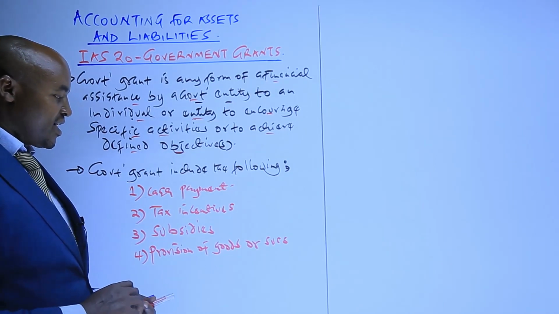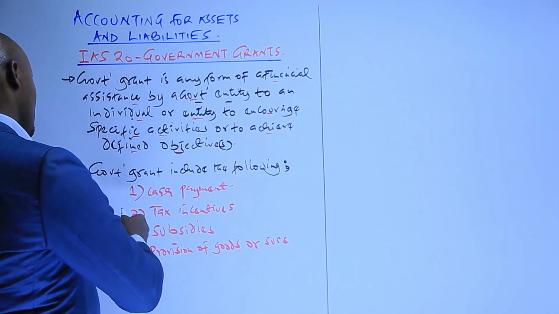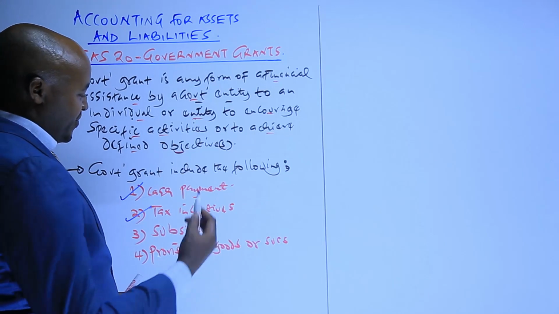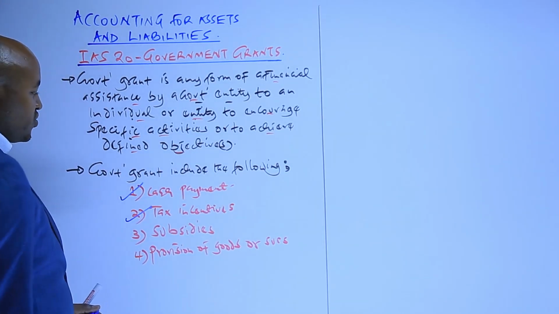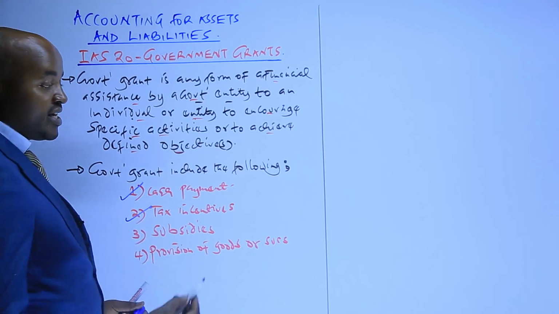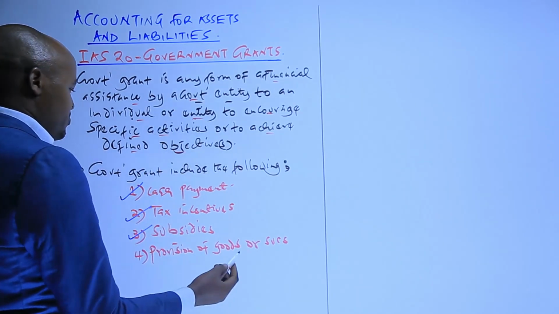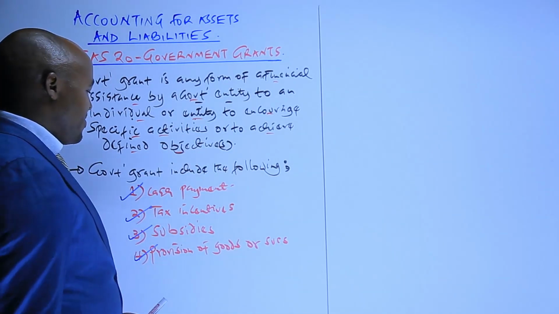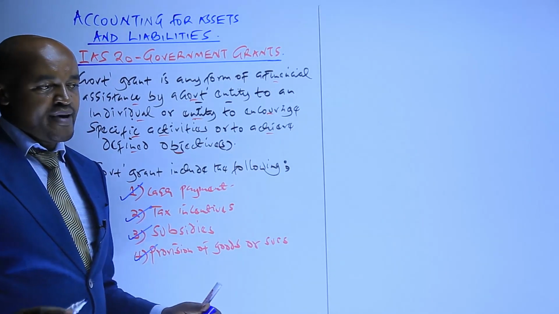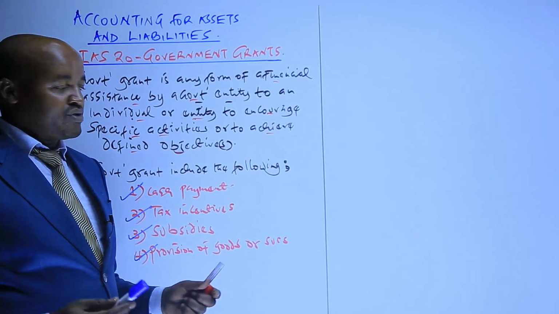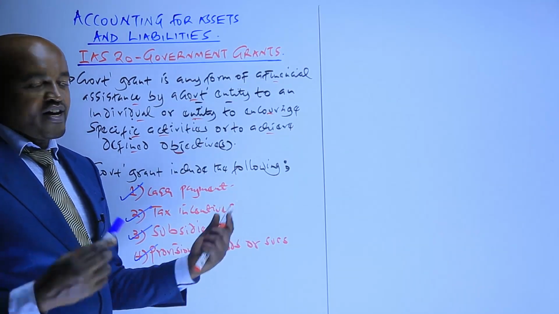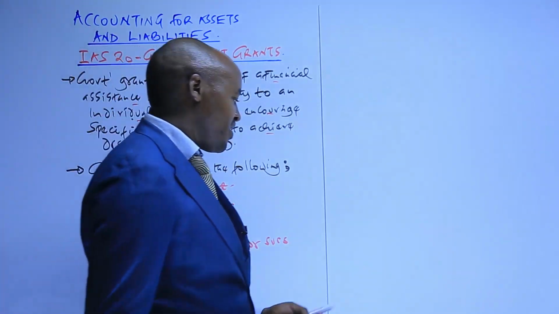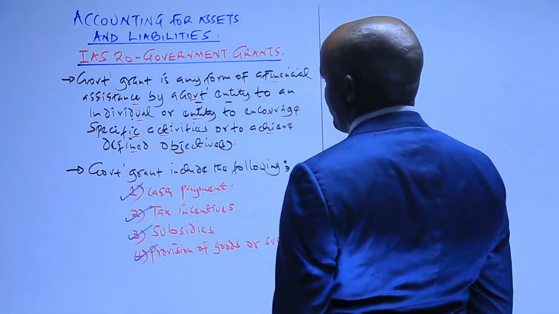So therefore, the government grant can take any of these forms. It can be in form of cash payment, whereby an organization is receiving a government grant in form of cash. It can also be a tax incentive, whereby, for example, the company may not be required to pay tax to the government for a given period of time. It can also be in form of subsidy, whereby a part of the price of some of the products which are used by the company will be paid by the government, or the government may supply some goods or even services to an organization free of charge. So those are good examples of the government grant.